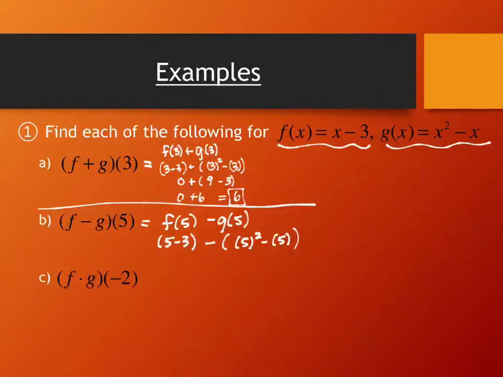So again, we'll work just like we did before. 5 minus 3 is 2. We do need to remember there's a subtraction sign that we're bringing down. And then I have 5 squared, which is 25 minus 5. And 25 minus 5 is 20. So I have 20 coming out of the second set of parentheses, but then I have 2 minus 20 instead of plus like I had last time. So I get negative 18.